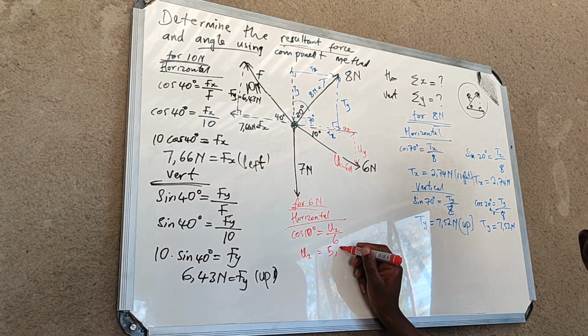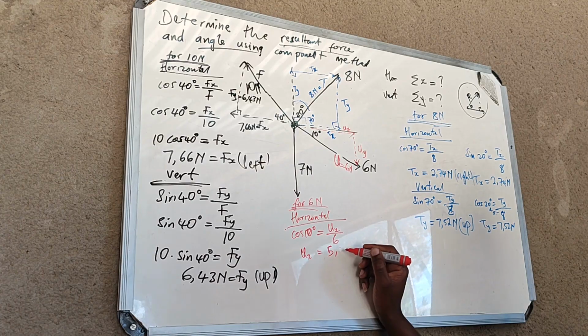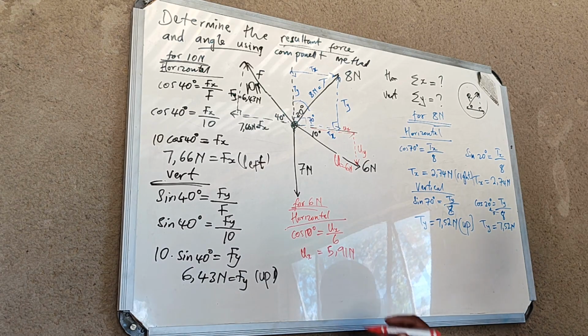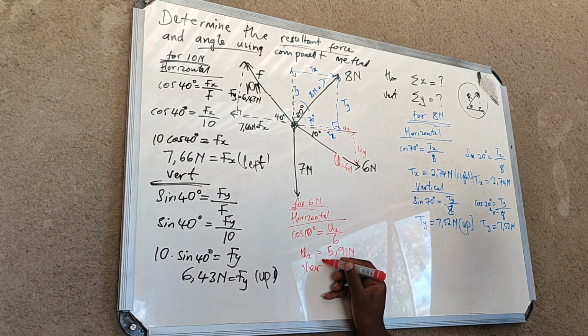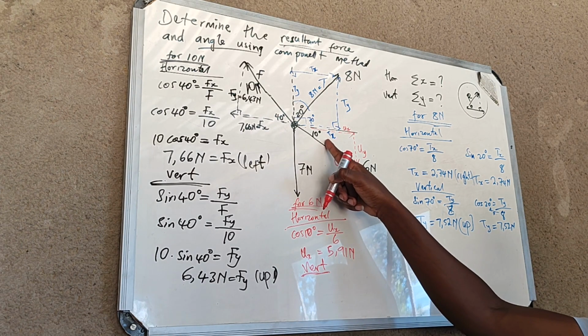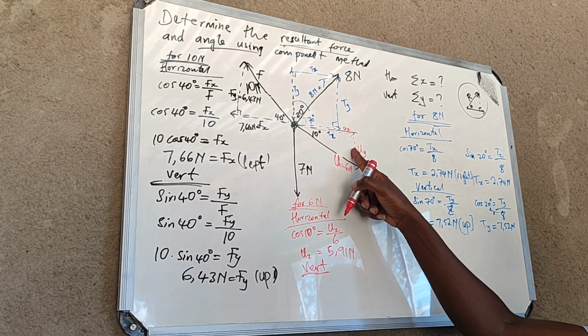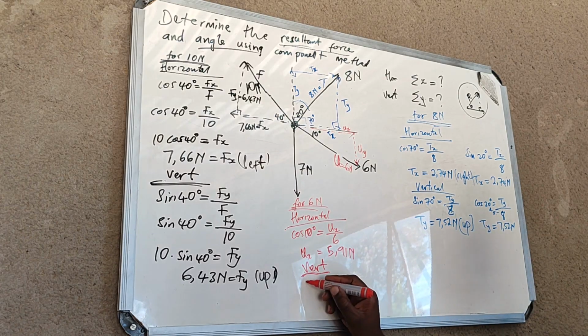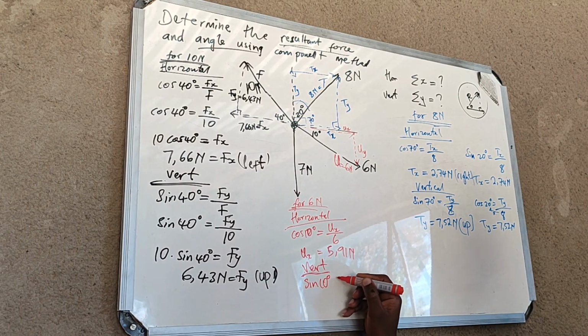5.9, 8.90 or 91. 91 newtons. Alright, the vertical, it means 10 degrees, then this will be opposite, and then we have the hypotenuse. Opposite and hypotenuse is sine. So we have sine 10 degrees equals to?